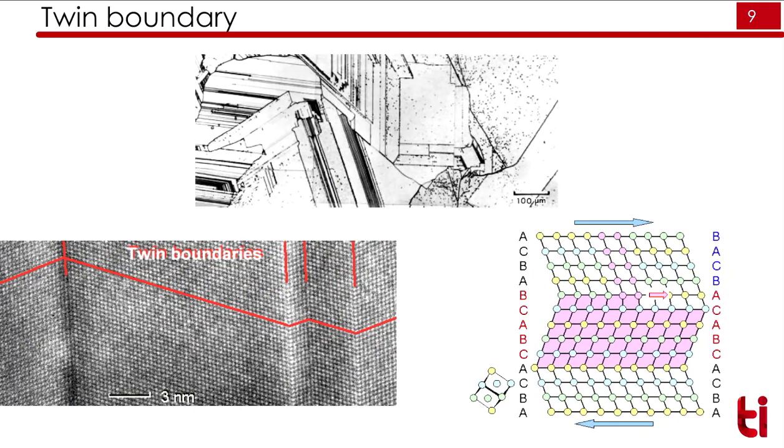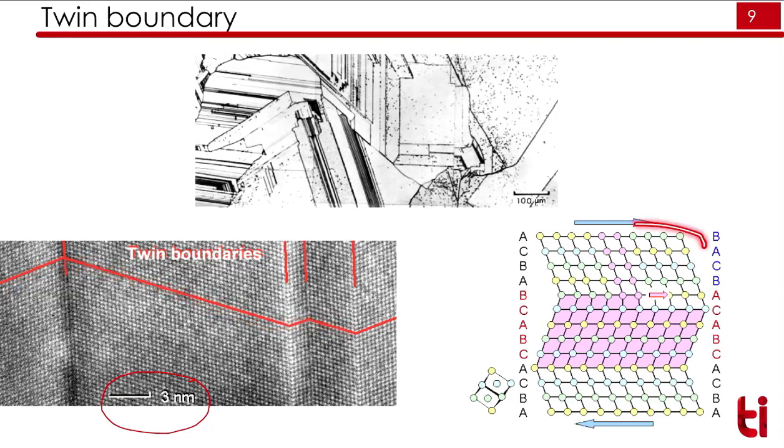Here you can see the atomic image of a twin boundary. The resolution or the scale here is only 3 nanometers, so you can see each and every atom. The twin boundary is shown here by a red color. So here we have a small twin boundary, and this is a perfect row of atoms. There is a small twin boundary, again there is a perfect row of atoms.